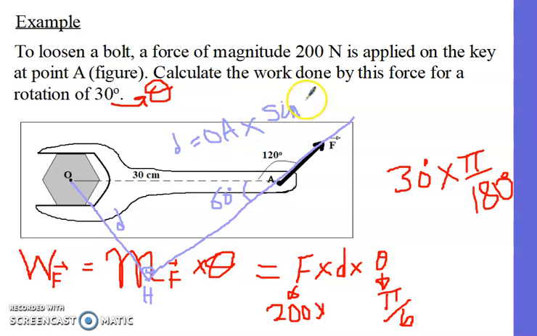So the opposite equals the hypotenuse times sine of the angle. Sine 60 is radical 3 over 2, and OA is given how much? 30 centimeter. So this becomes 0.3. We changed centimeter into meter. 0.3, and sine 60 is radical 3 over 2, equals, I will leave the calculation for you, okay, Newton meter. That's the work done by a force in rotation.